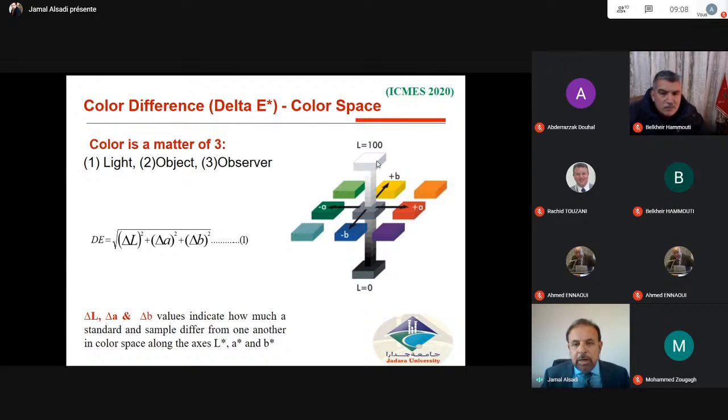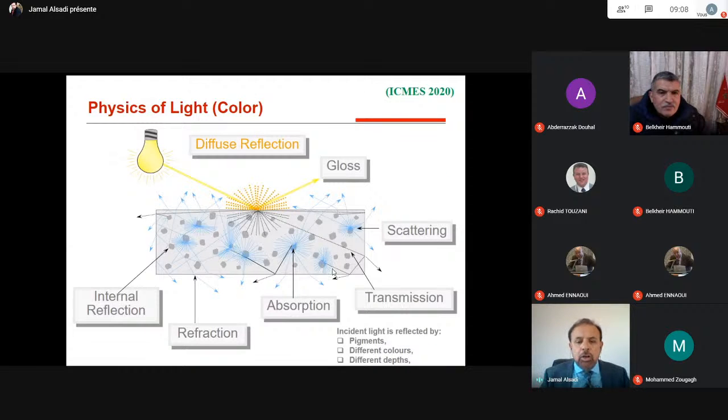So basically color is a three-factor matter, which is the light, like sunlight, the object, like the plastic, and the observer, like your eyes, which see the color. Also, this is another diagram showing you how the light is hitting the object, and some of the light goes to different depths, it can hit the pigment. This small piece is the pigment.